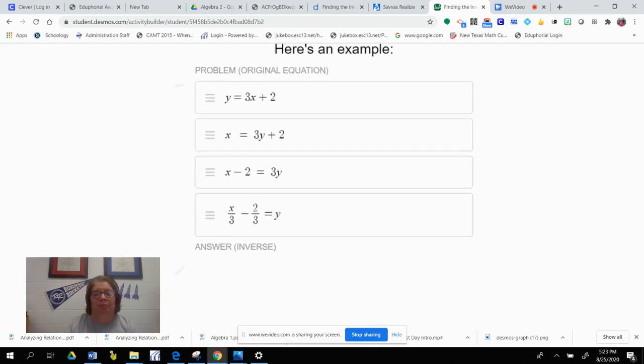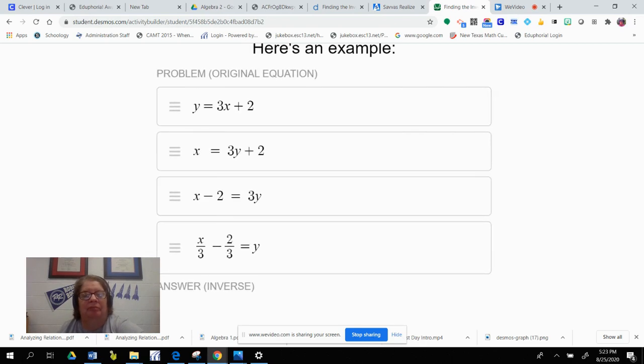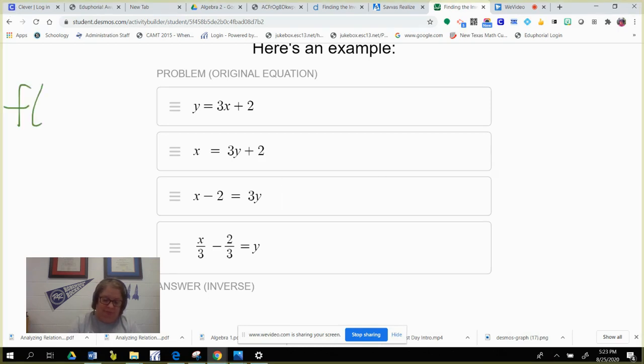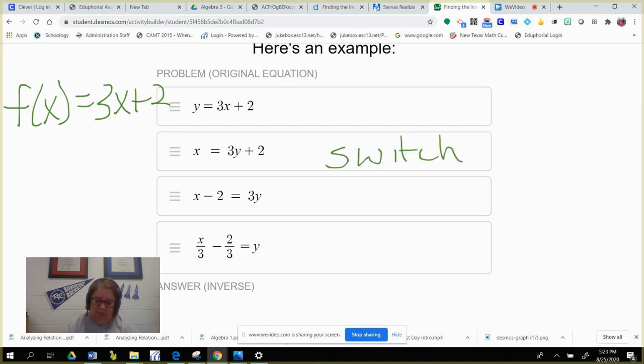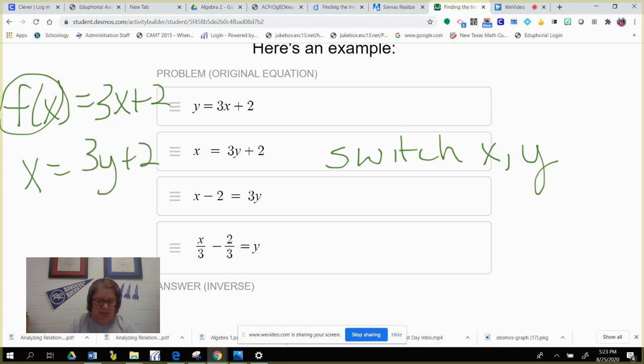All right, here's an example. Make this bigger so you can see it. If the original problem is y equals 3x plus 2, we could also write that as f of x equals 3x plus 2, right? Because f of x and y are the same thing. The first step is switch to x and y, right? So this is the same thing as y, so it's going to change to x. This x is changed to y. And that's what I have typed right there in that second box. Switch to x and y.